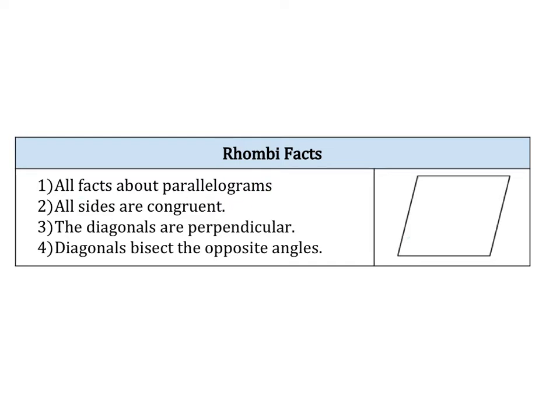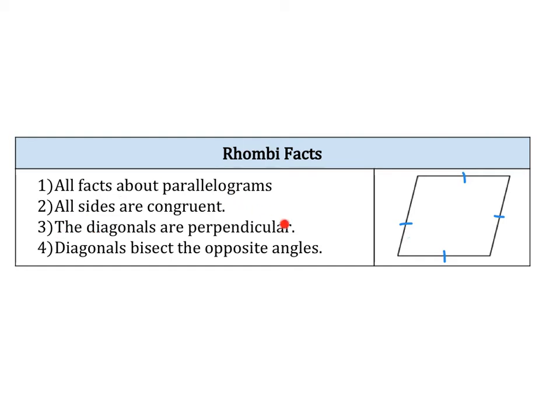So the first specific fact about a rhombus is that all four sides are congruent. So that's going to be a really useful fact for us. Remember, that is not true about rectangles. This is a new true fact about rhombi.